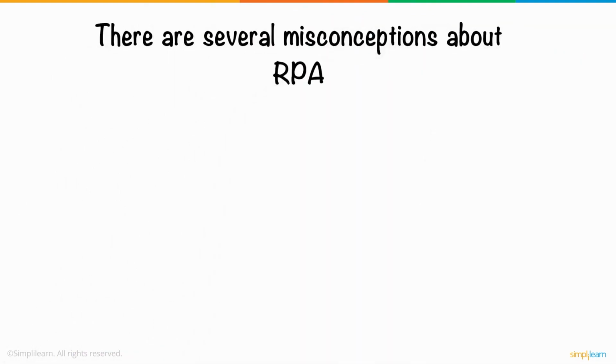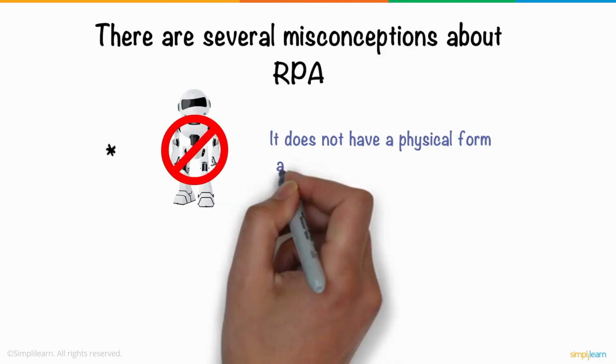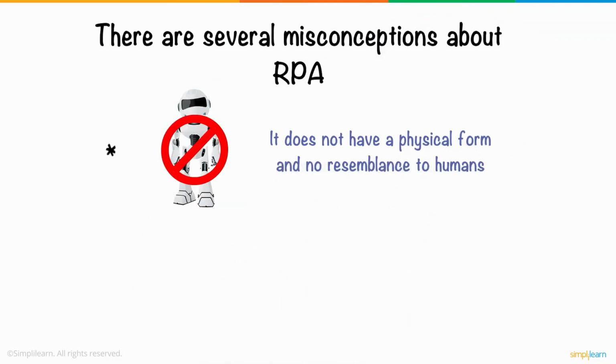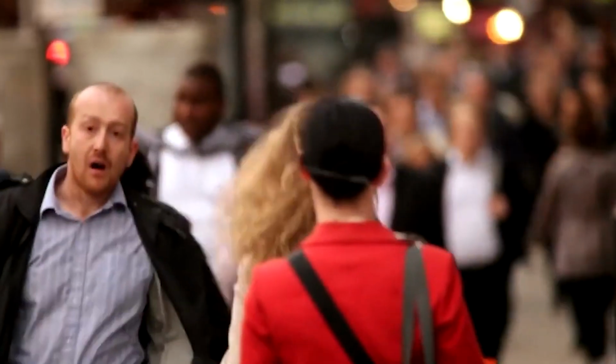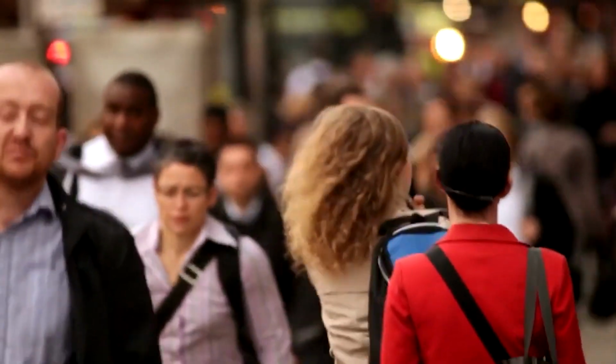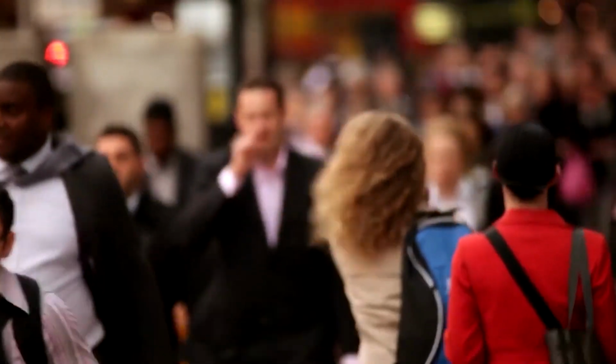However, there are some misconceptions about RPA. Unlike an actual AI, RPA does not have a physical form nor resemblance to humans. RPA cannot replace humans or replicate human cognitive functions. It does not have a brain of its own. It cannot perform logical or critical thinking just like humans and AIs do.